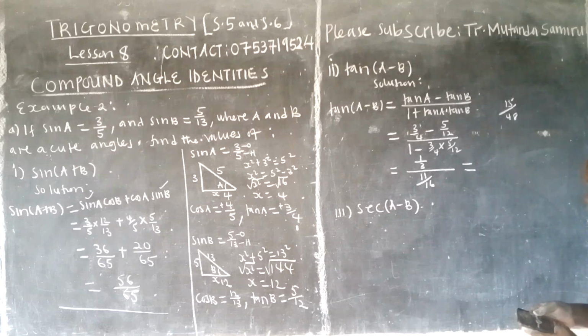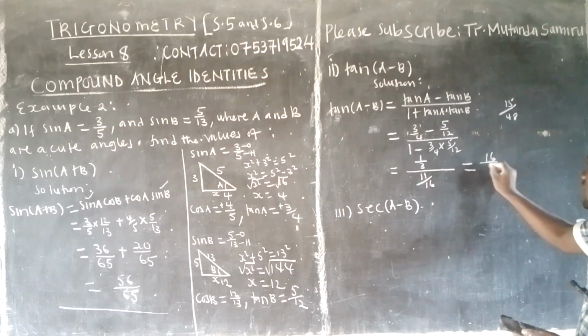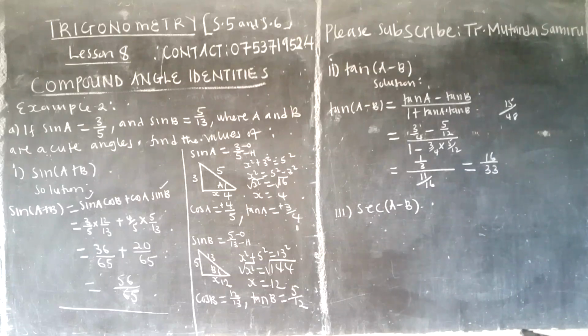And try to divide. So I will say 1 over 3 divided by the 11 over 16. Okay, the answer we have is 16 over 33. Please let the calculator do the work. It's better to use a calculator for simplicity. So that is the answer already.